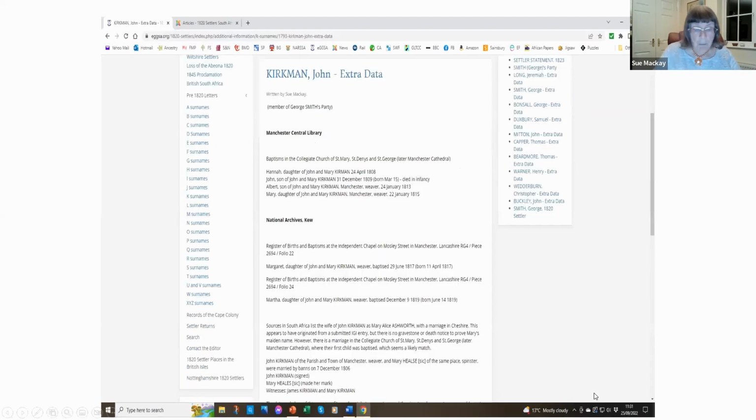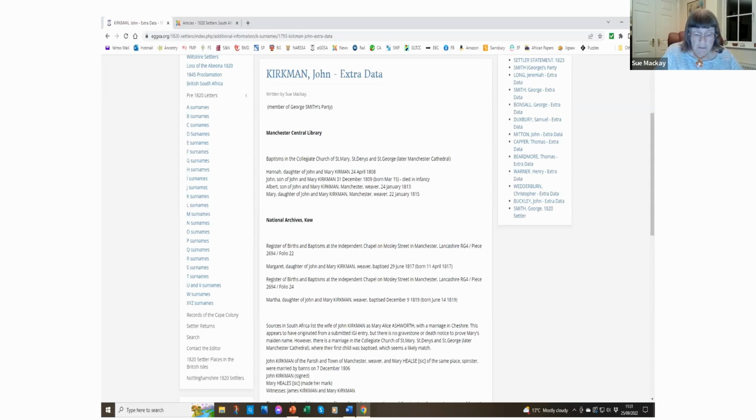So this is a sample page for John Kirkman. I found the baptisms of Hannah, Albert, Mary, Margaret and Martha, the children of John and Mary Kirkman, listed in the Settler Handbook, as well as the baptism of a further child who died prior to 1820. So they're listed at the top. And notice that I also give in bold the name of the repository where you can find this information.